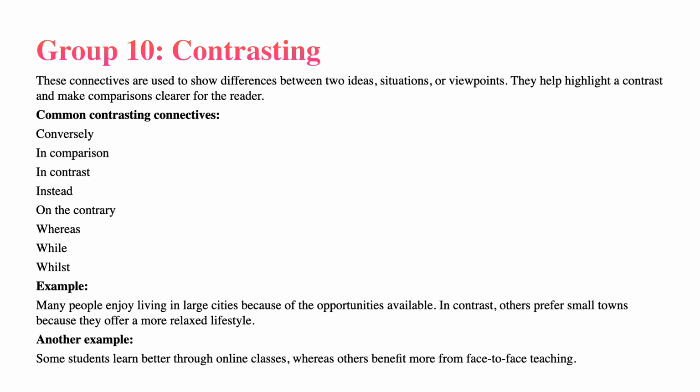Now let's look at another example. Some students learn better through online classes whereas others benefit more from face-to-face teaching. In this sentence, "whereas" is used to compare two opposite learning preferences. These connectives help make your writing more balanced because they allow you to discuss different perspectives clearly and logically.